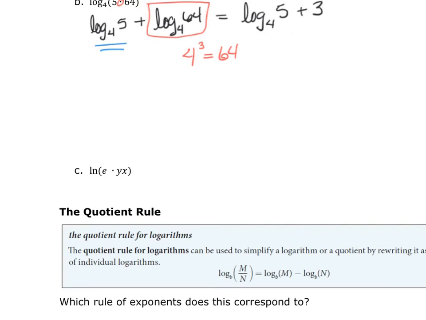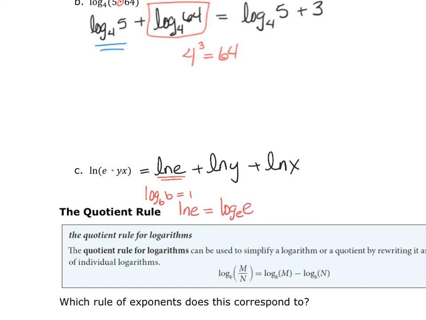My very last one, as an example here, I have multiplication going on between e and y and x. So this will become the natural log of e plus the natural log of y plus the natural log of x. But we know when I have the log base b of b, this equals 1. Specifically, the ln of e is the log base e of e. So this expression is equivalent to 1 plus the natural log of y plus the natural log of x.